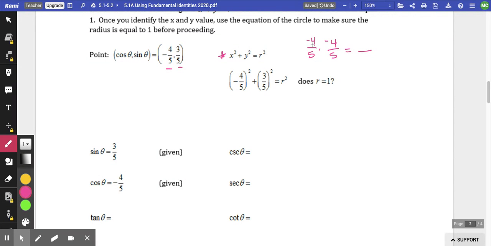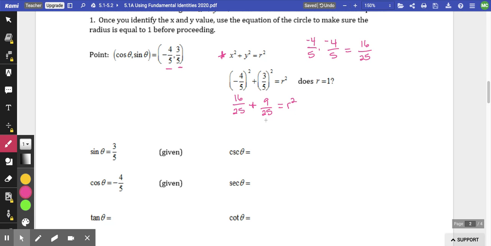And when you're multiplying fractions together, you just multiply numerator times numerator. So 4 times 4 is 16. And denominator times denominator, 5 times 5 is 25. So -4/5 squared is 16/25. So similarly, with 3/5 squared, 3/5 times 3/5 would be 3 times 3 over 5 times 5.